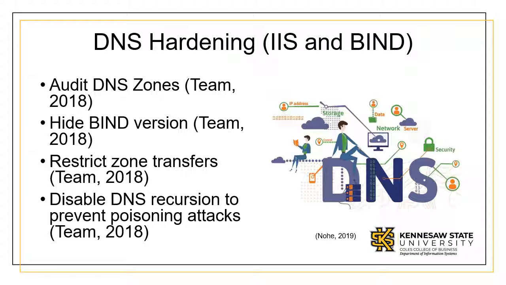Hackers can attempt to use a zone transfer to have a better understanding of a network topology. So zone transfers should be restricted using an access control list and should only allow zone transfers to trusted IP addresses. Finally, disabling DNS recursion will prevent DNS cache poisoning, which could allow an attacker to send altered information in response to a DNS query.